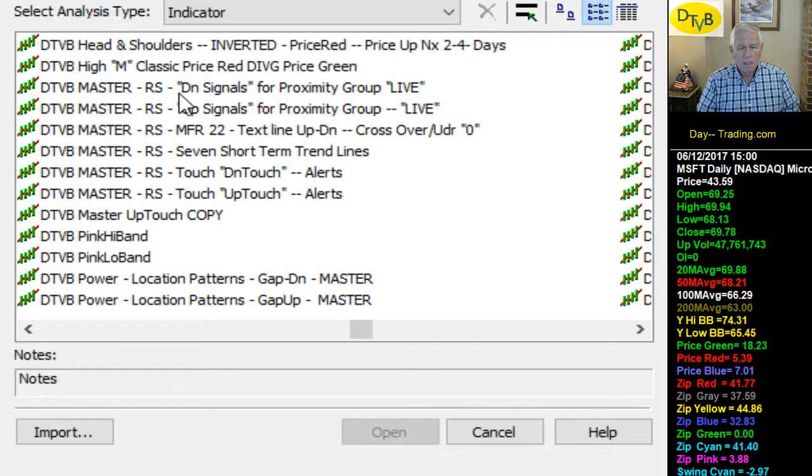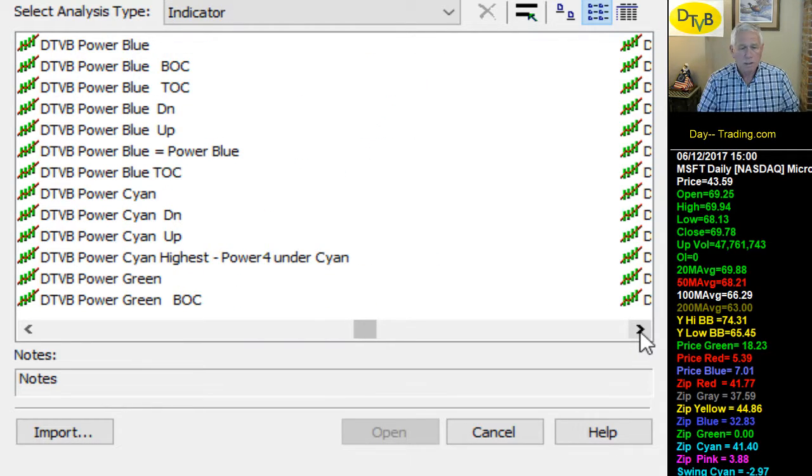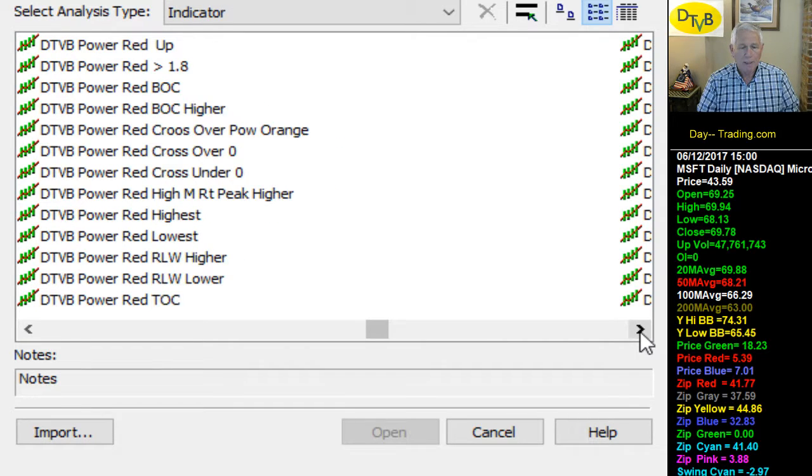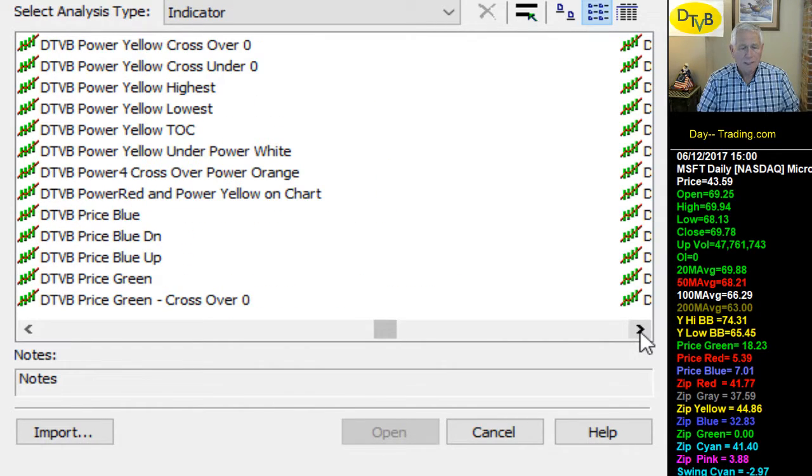And then there's the proximity group live down signals and up signals. And then, of course, there's the down touches and up touches that are listed here. There are the 7 short-term trend lines. Those are all the master for the radar screen. There's the power blue and power Scion. There's power green, power pink, power red, power white, and yellow.